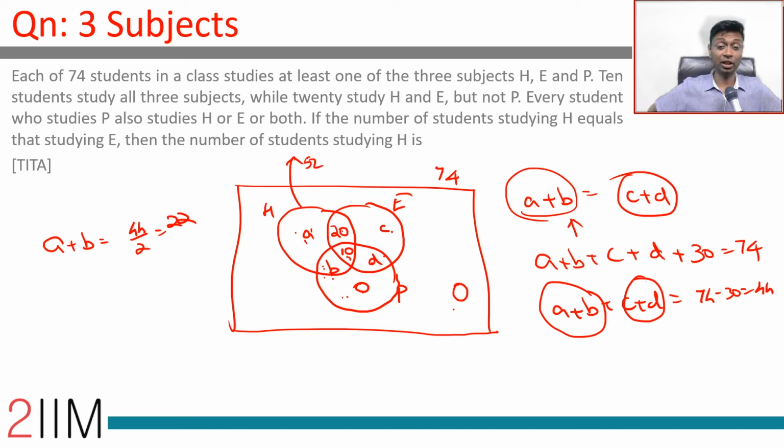Let's say H and E have a total of 74. H union E is 74. H intersection E is 30. H equal to E, and then simplify and solve that.